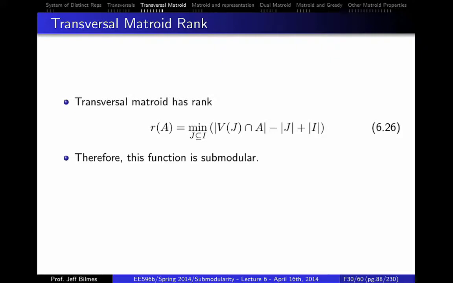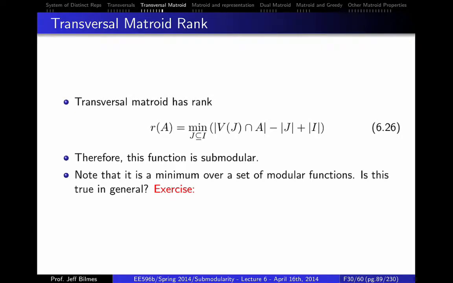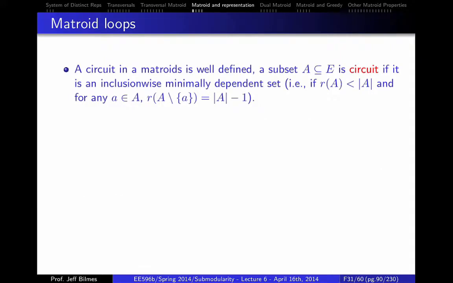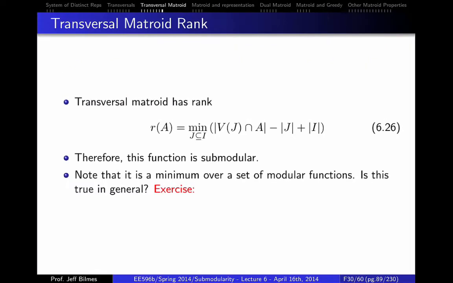So part of what you're going to be doing, I think, on this homework is looking at instances of where minimum or maximum over modular functions preserves or doesn't preserve submodularity. In this particular case, it does. But here I'm leaving this as an exercise. Okay, are there any questions? Because what we're going to talk about next is dual matroids, which I think you'll find very interesting, and matroid representation. But any questions so far on transversals?